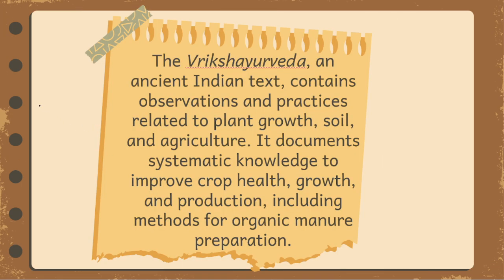Now let's learn. This is an Indian text, Vriksha Ayurved. Vriksh means tree, so an Ayurved which is related to trees. It contains observations and practices of how plants grow, what the soil types are, and some of the agricultural practices used in India in ancient times.